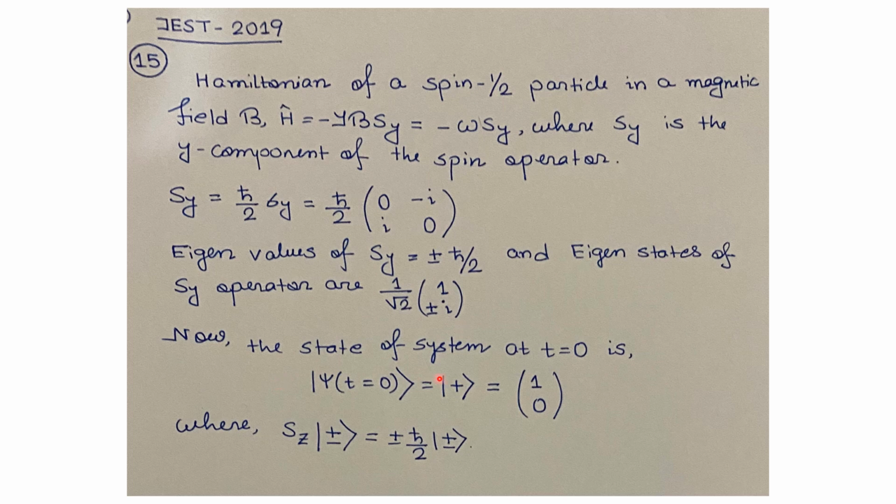Now the state of the system at t equals 0 is the plus state, which is the upspin state, given by 1 0. It is also given that the Hz operator, that is the z component of the spin operator, acting on the plus state will give h cut by 2 plus state, and acting on the minus state it will give minus h cut by 2 minus state, that is downspin.